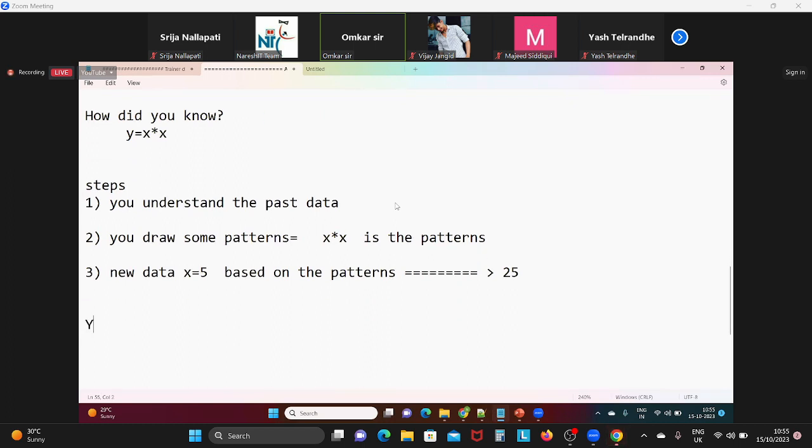And here y is equal to x into x is nothing but what we call a machine learning model. That is the data science job. What is the data science job now? Understand the past data, draw some patterns. If any new data comes, give some insights.